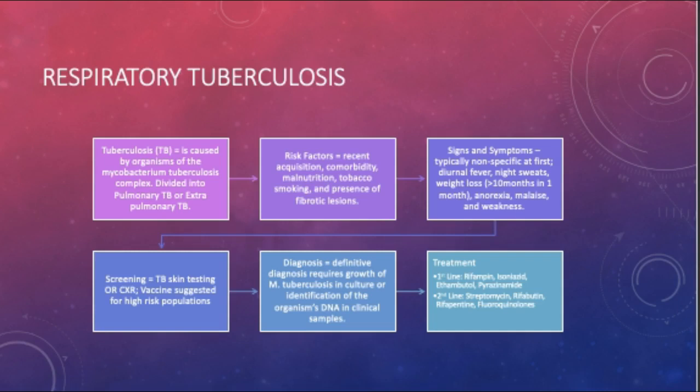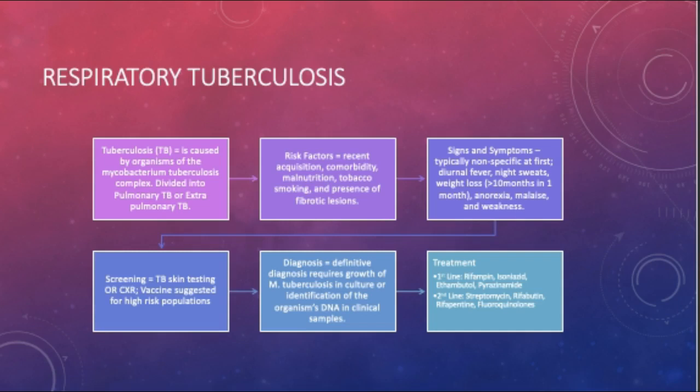In the US, TB primarily affects HIV-infected individuals, immigrants, the elderly, and disadvantaged individuals. Disease from a patient with pulmonary TB is spread by droplet nuclei that are aerosolized by coughing, sneezing, or speaking. TB is infectious during its active stage. Some of the risk factors you're looking at: recent acquisition or contact, comorbidities, malnutrition, tobacco smoking, and presence of fibrotic lesions in the lung. Signs and symptoms are typically non-specific at first.